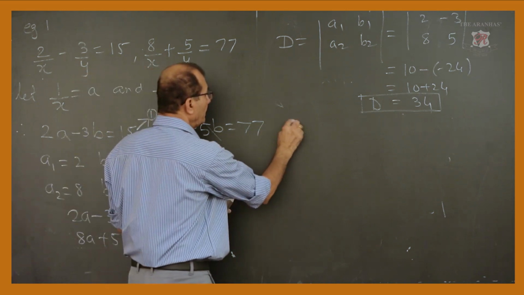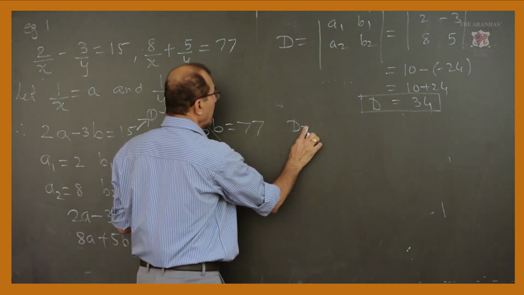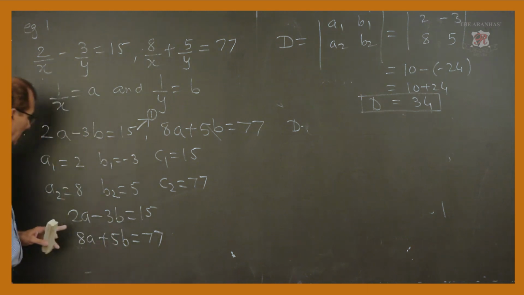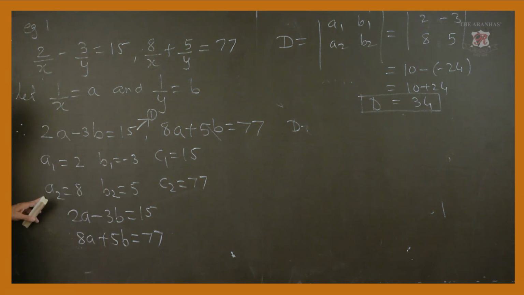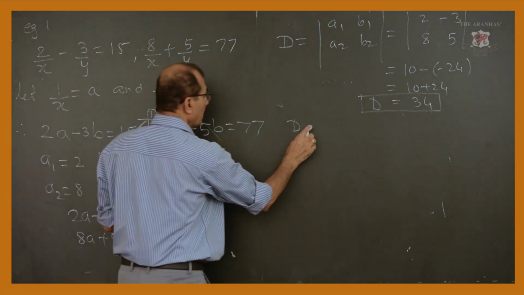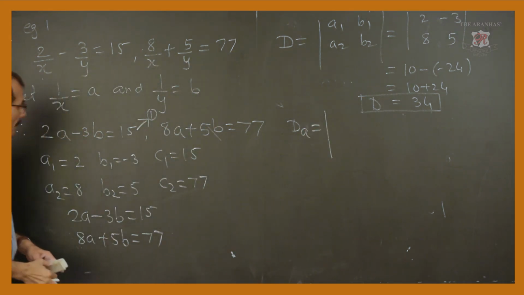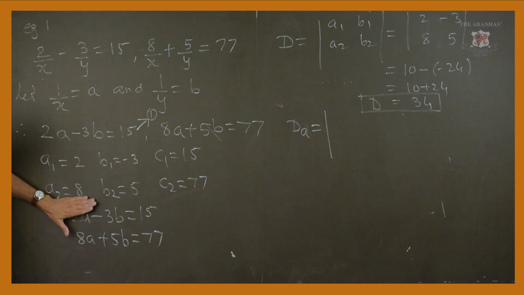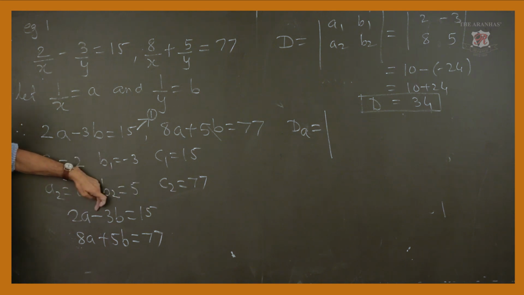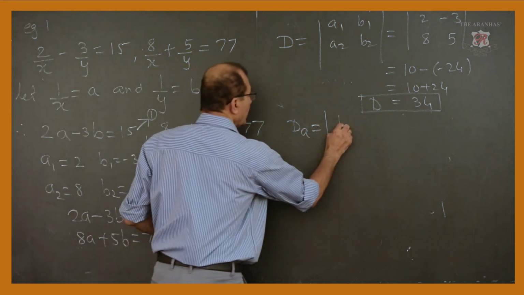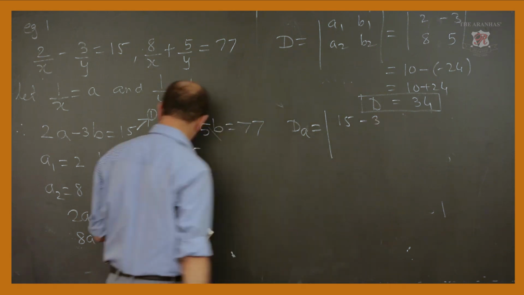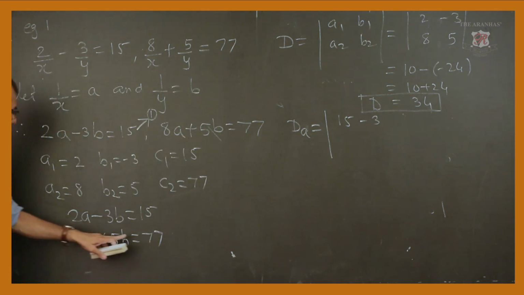Now we will find the value of dA, the equation in terms of A and B. So dA is, you have to drop the first column, that is the A variable. What you get is 15, minus 3 and 77, 5.